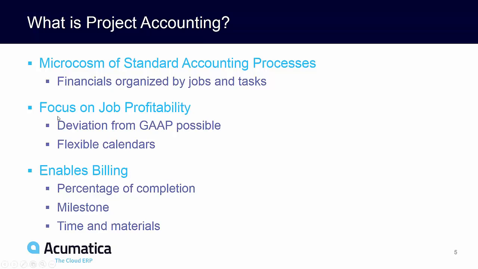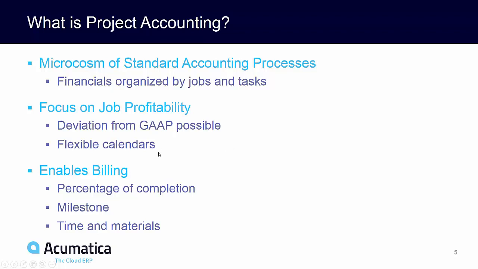A little bit of a difference about project versus your standard financial accounting processes. You can deviate from GAAP. That's possible with a project if you want to include some things that are not necessarily GAAP compliant. However, the projects will automatically post the GAAP compliant transactions back to your regular ledger. That guarantees that they're in sync.